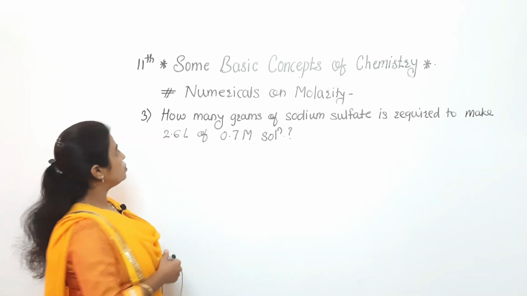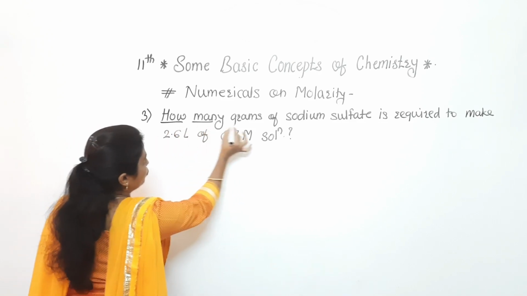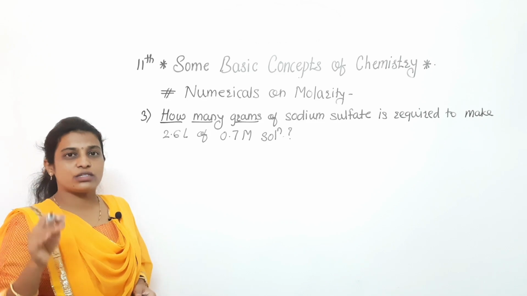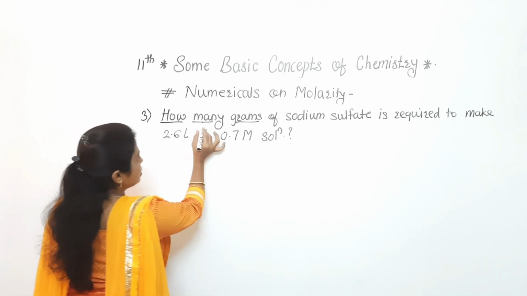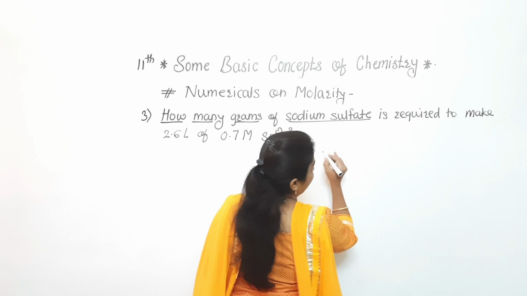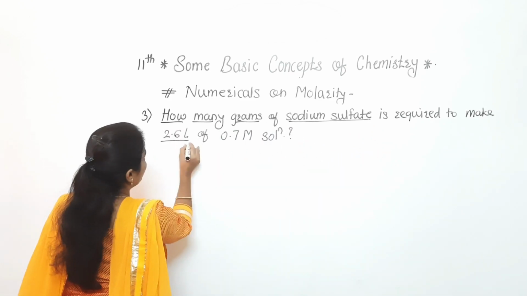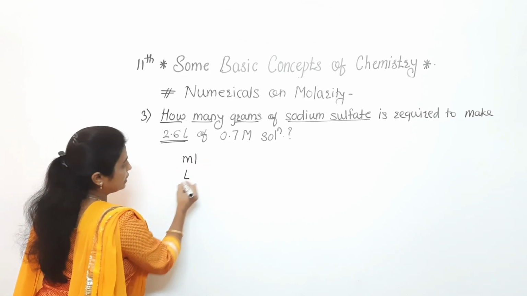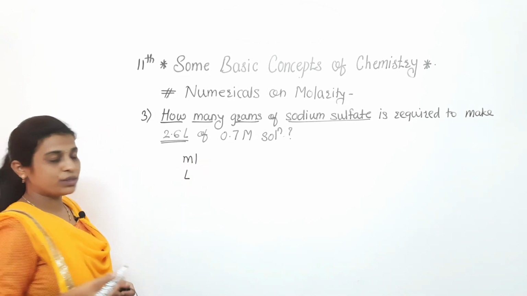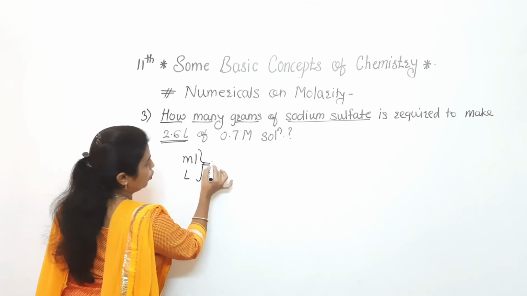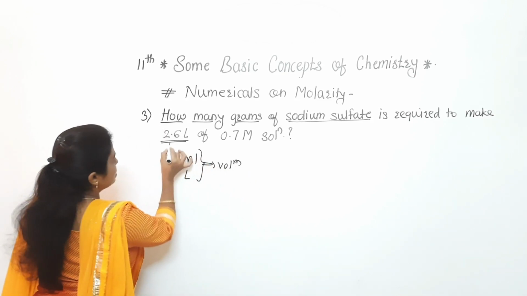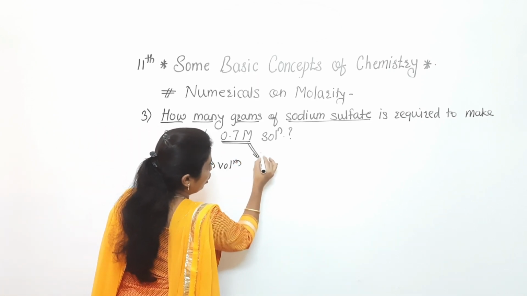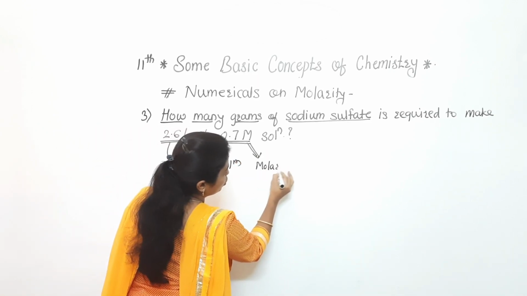So see, what is the problem? How many grams? Means here we have to find out. Previously in two examples they have given that much quantity of solute is dissolved in a solvent, but here they ask how many grams of sodium sulfate is required to make 2.6 liter. Keep in mind that if ml, liter, centimeter cube, decimeter cube is there, then this is related to the volume. So here also this is the volume of the solution, and 0.7 M, this is the molarity of the solution.